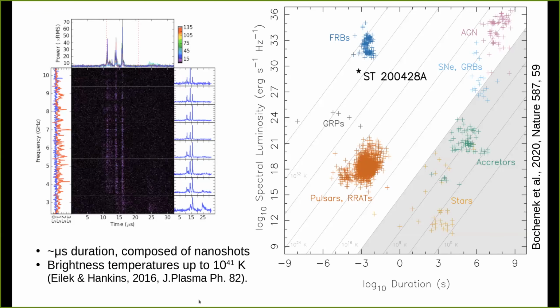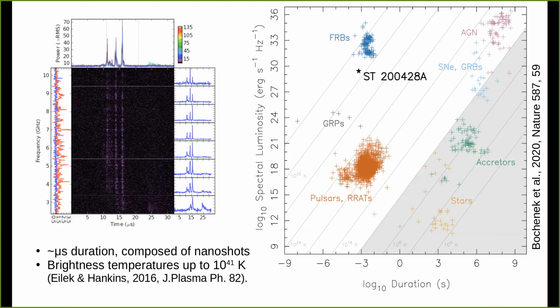So the Crab occasionally sends out these really bright pulses of radio emission, which last maybe about a microsecond. And if you study them really carefully, you see here an example on the left. There are usually a couple of such microbursts, and they in turn, if you really zoom in, which I'm not showing here, are made up of so-called nanoshots, which last about maybe 10 nanoseconds and can have brightness temperatures up to 10 to the 41 Kelvin. So they're incredibly bright, short bursts of emission.